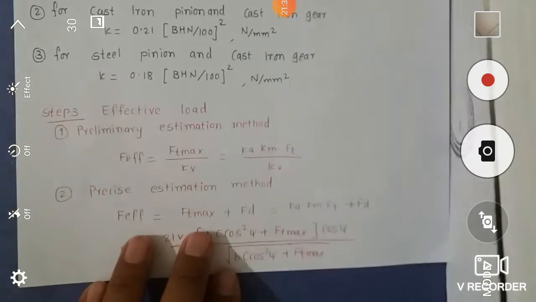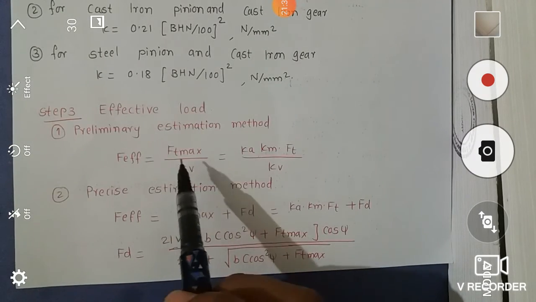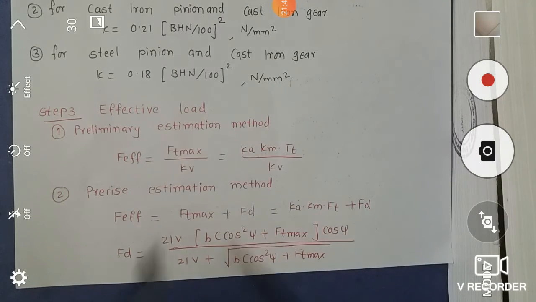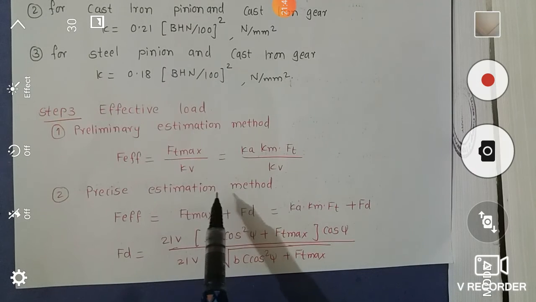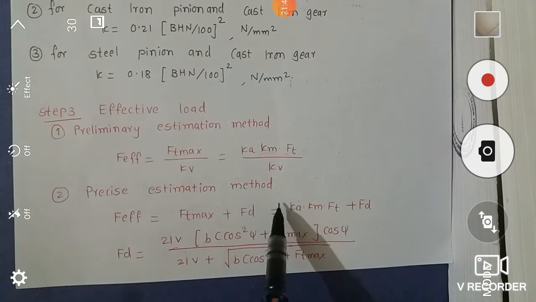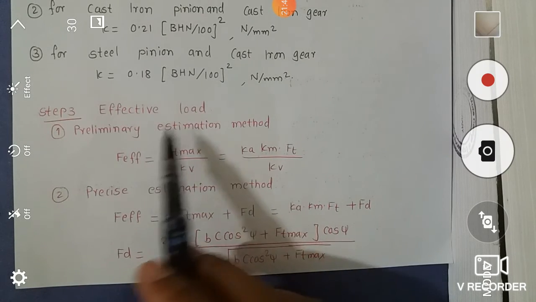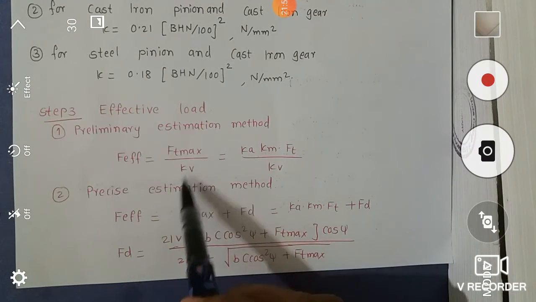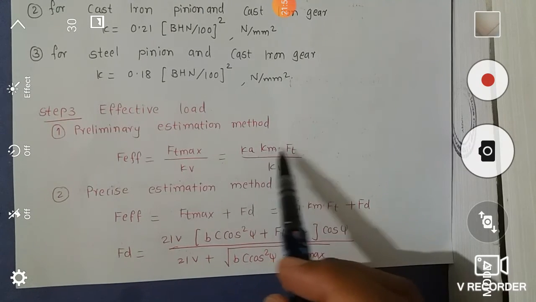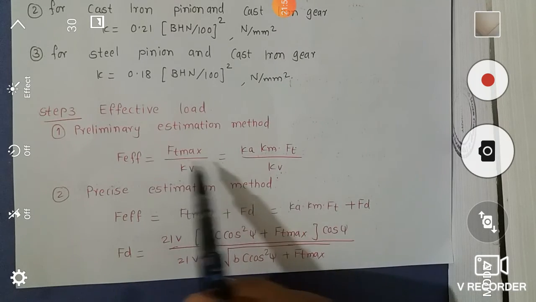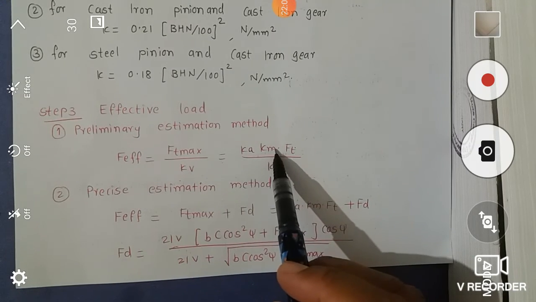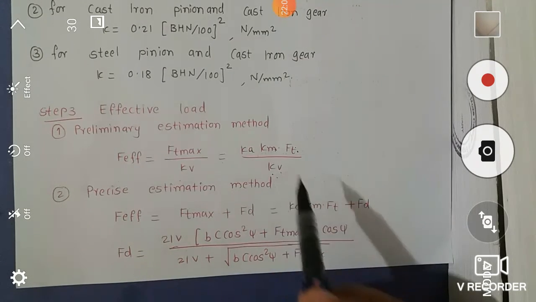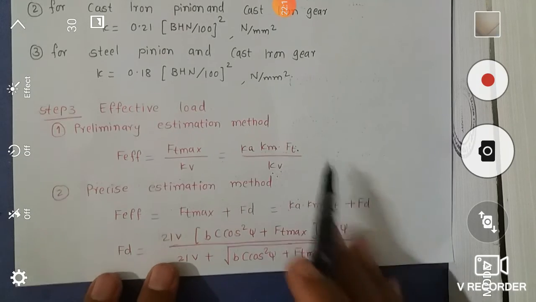Now the third step is effective load calculation. Two different methods are there. When the dimensions are not known, we use the preliminary estimation method, and when the dimensions are available, we use the second method, the precise estimation method. For the preliminary estimation method, the formula is: F effective is equal to Ft max upon Kv, where Ft max is equal to Ka into Km into Ft, where Ka is application factor, Km is load distribution factor, Ft is theoretical tangential force, and Kv is velocity factor. This is the dynamic factor Kv.